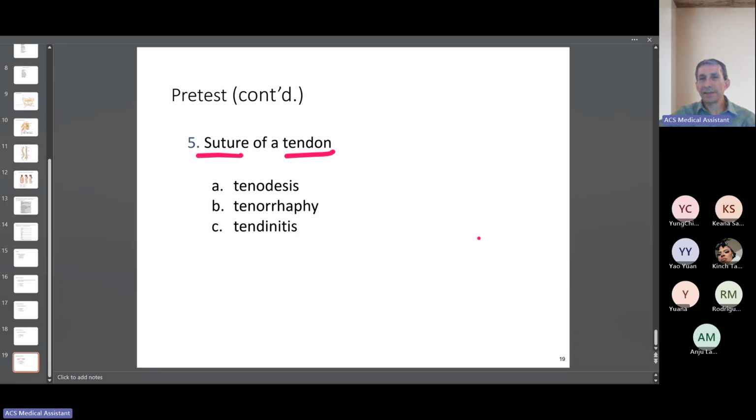Okay, let's try to help you out with this. Let's go for the things that we know. Tendon, teno, teno, teno. I can do nothing about that because all of them have the tendon. But pay attention to this. This says tendinitis. Oh, wait a minute. This is inflammation of the tendon. They're not asking me about inflammation. They're asking me about suture.